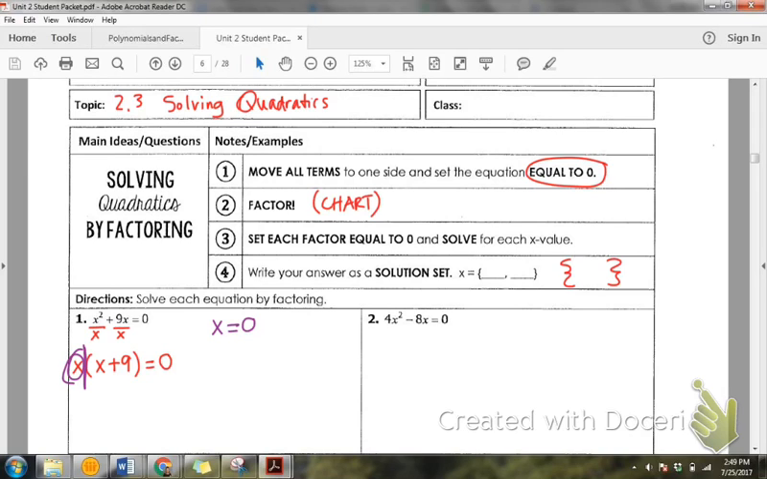Then I'm going to set this x plus 9 equal to 0. How do we solve that for x? Subtract 9. Guys, I know you're tired. I know we've done a lot today. Keep going with me. We're almost there. We get x to be negative 9. That means our solutions are negative 9, 0. Done.